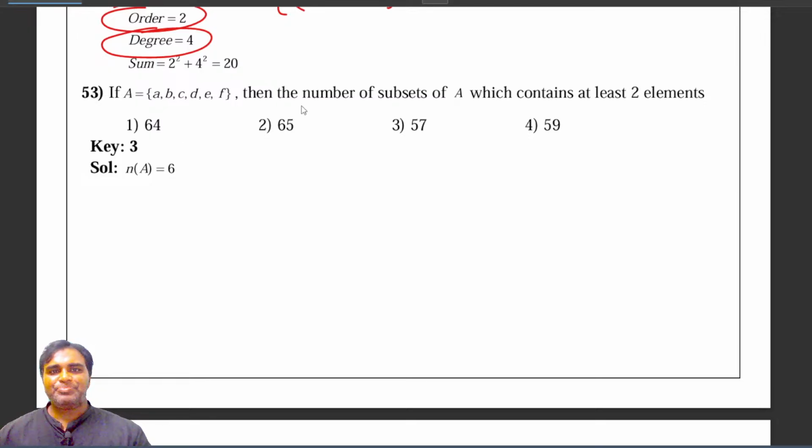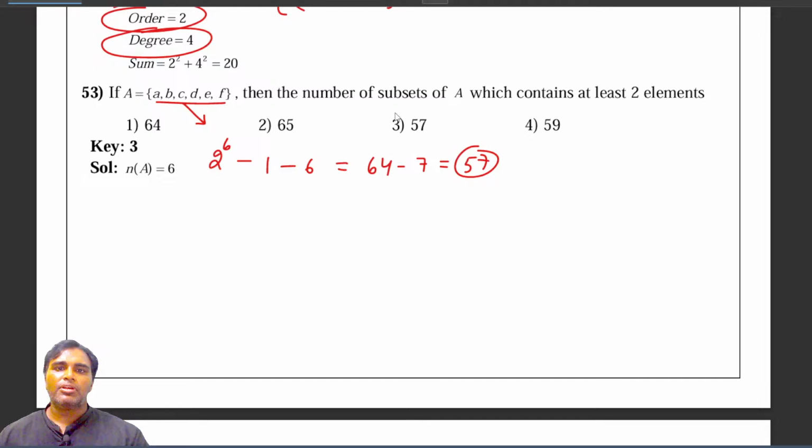53. Number of subsets which contain at least 2 elements. Minimum 2 elements should be there. So what is the total subset? 2 power 6 minus. Now I don't want the subset which has no element, that is 1. So for that, 1 I will reduce. And for singleton sets, 6 elements are there. So 6 singleton sets are there, right? So 2 power 6 is 64 minus 7, that is how much? 57. Answer is 3.